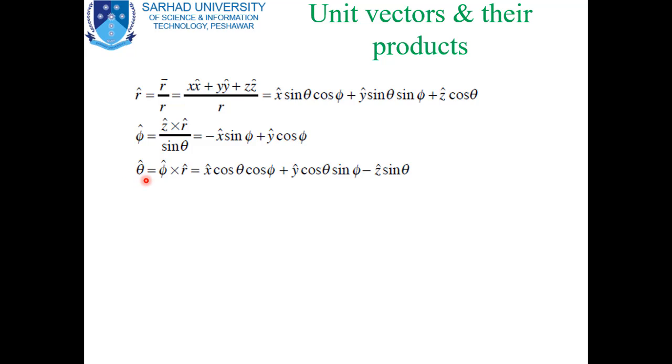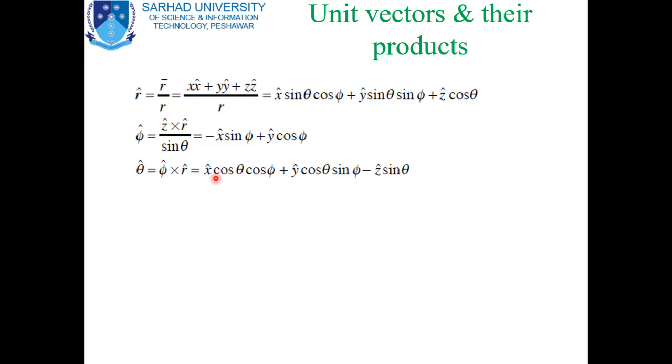And for theta cap, you have to remember this definition: a theta is equal to a phi cross a r. So now you will have to take the cross product of phi cap with a r cap. You can use the determinant form or do it manually, and you will have 3 components of theta cap as well.